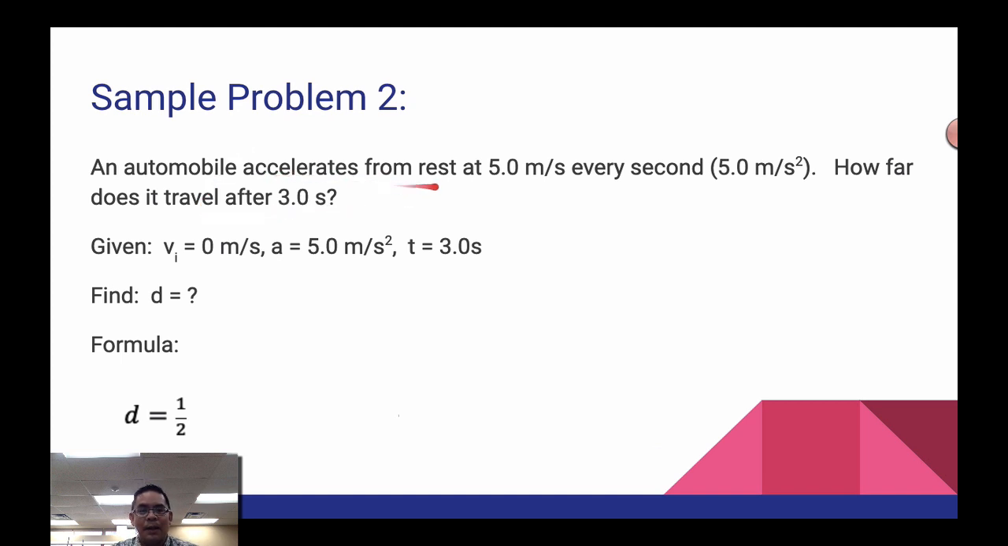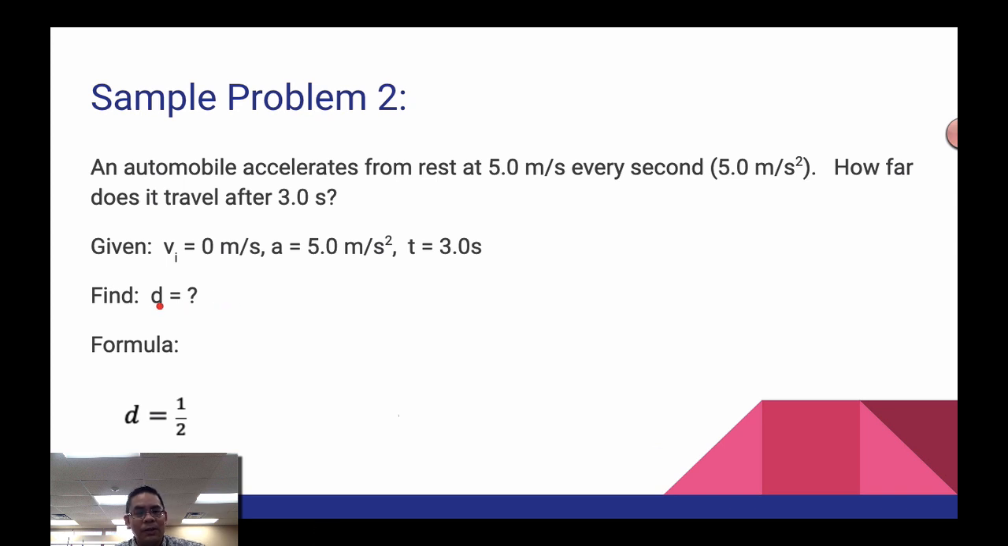So things you've got to pick up. The words "from rest" mean initial velocity of 0. So notice on my givens, there's initial velocity of 0. The acceleration on my list is 5 meters per second squared. And then, of course, the travel time, t, is 3.0 seconds. And it says find the distance.